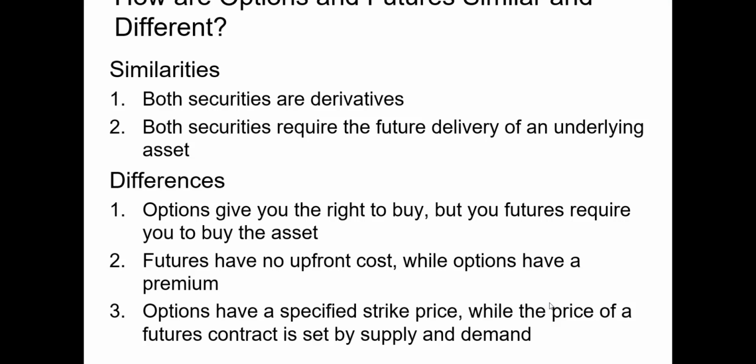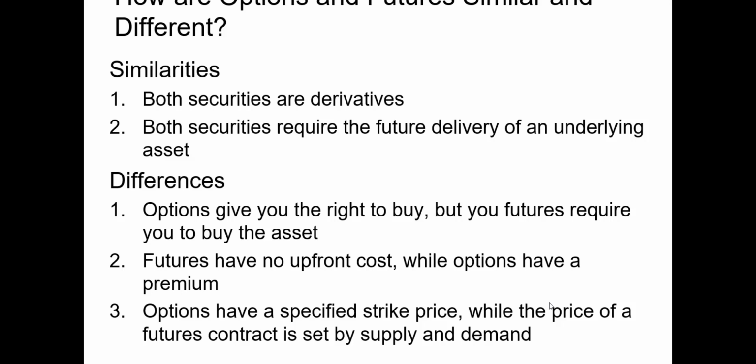Now, if you're in my investments class, you hopefully remember something about options. Both options and futures can be written on a specific commodity. Both of these securities are considered derivatives since they derive their value from the value of some underlying asset. Both securities can also require delivery of the underlying asset in the future.